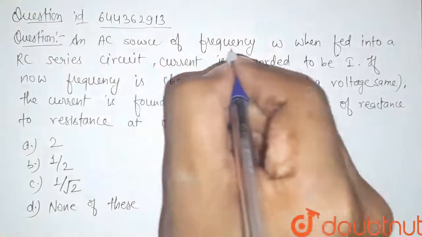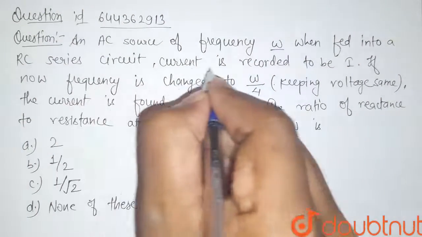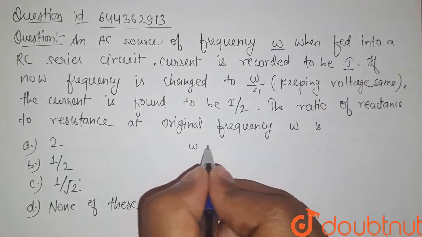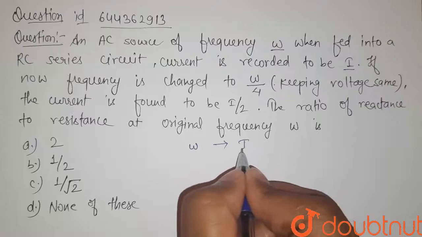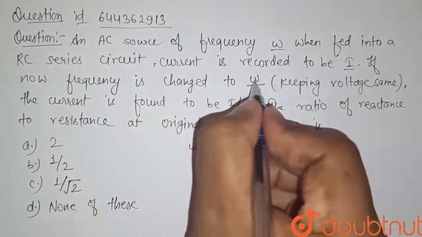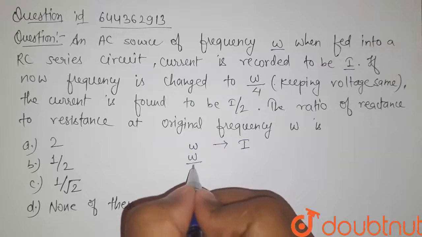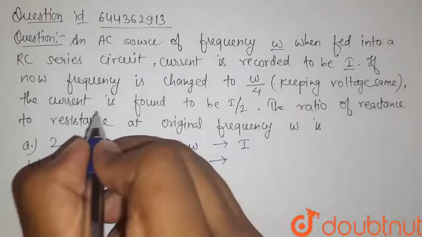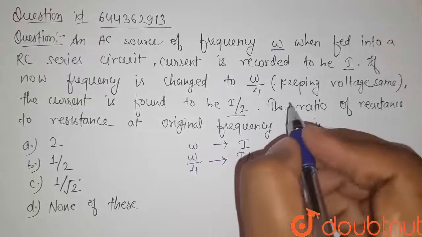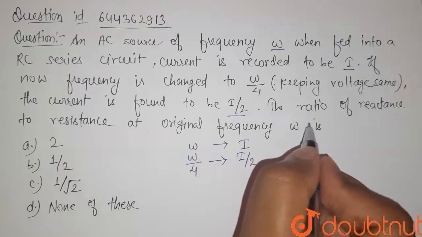Hello students, here's our question. An AC source of frequency omega, when fed into an RC series circuit, gives a current I. If now the frequency is changed to omega by 4, keeping the voltage same, then the current is found to be I by 2. The ratio of the reactance to resistance at the original frequency omega is?